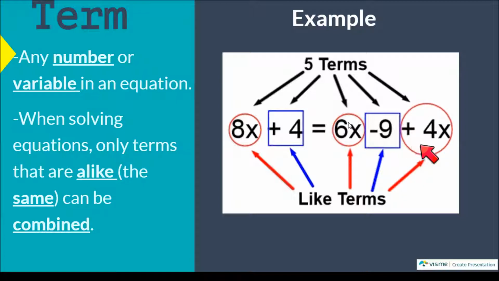Remember, when you're talking about like terms, you want to gather all the information that's in front of it. So the plus sign goes with the 4x, the minus sign goes with the 9, plus sign goes with the 4, and so on. If it doesn't have any, so 6x doesn't have a plus sign in front of it, we know that's going to be positive. Same thing with 8x. So we can only combine terms that are alike.